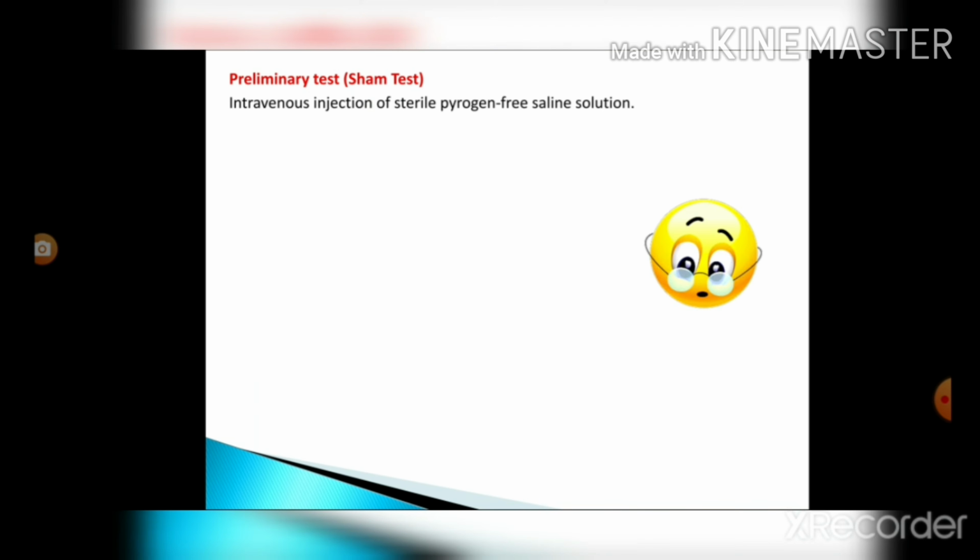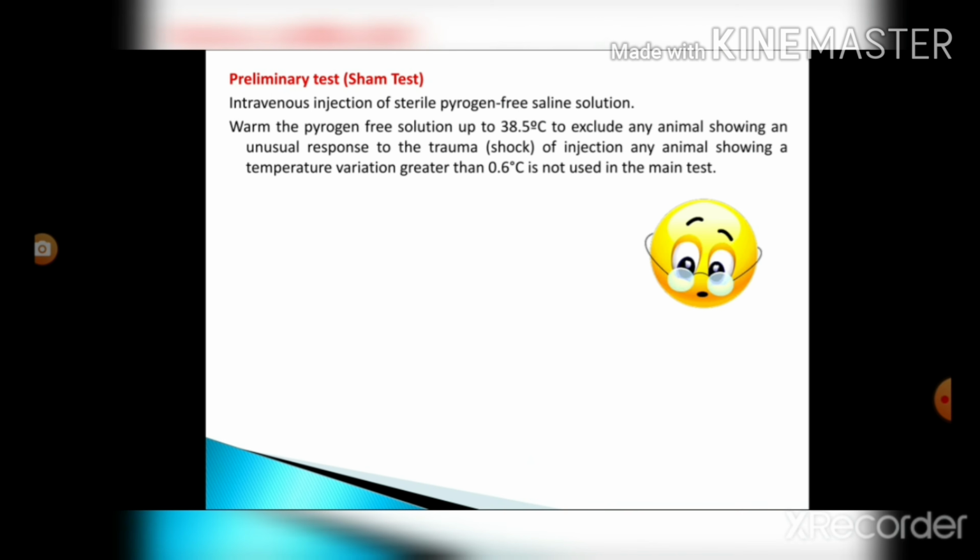First, we have to take an intravenous injection of sterile pyrogen-free saline solution. Then warm the pyrogen-free solution up to 38.5 degrees Celsius to exclude any animal showing an unusual response to the trauma, that is, the shock of injection. Any animal showing a temperature variation greater than 0.6 degrees Celsius is not used in the main test.